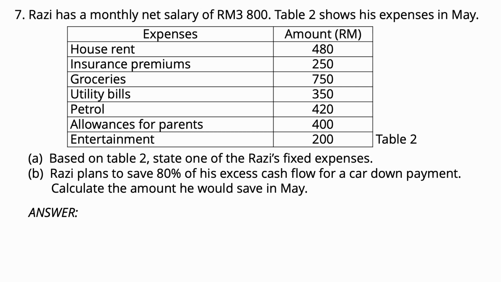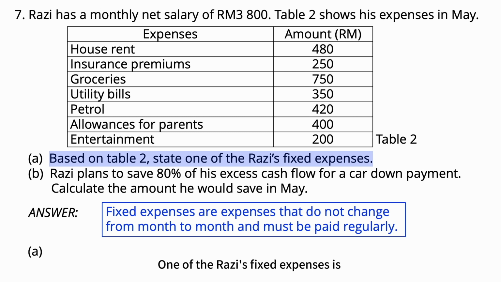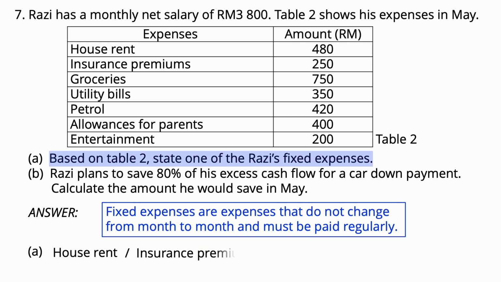Question number 7. Razi has a monthly net salary of Rm 3,800. Table 2 shows his expenses in May. A. Based on Table 2, state one of Razi's fixed expenses. Fixed expenses are expenses that do not change from month to month and must be paid regularly. One of Razi's fixed expenses is house rent or insurance premium.